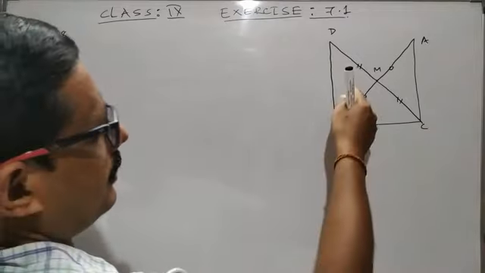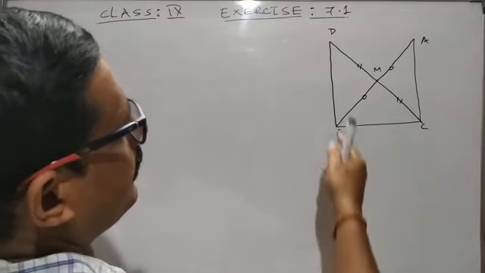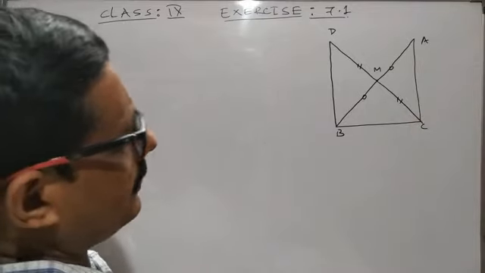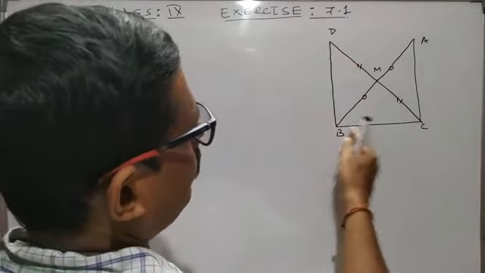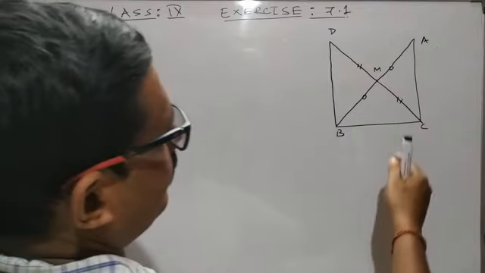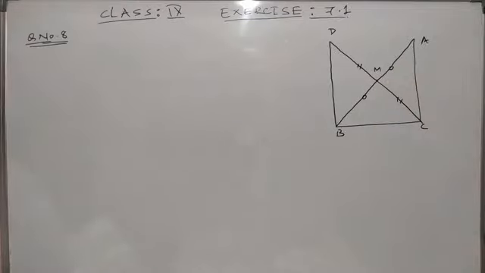Then we have to prove that these two triangles are congruent, and then we have to prove that again angle DBC equal to 90 degree, and then we have to prove again triangle DBC and triangle ACB congruent, and then we have to prove that CM equal to half of AB. So this is the question. So I am not writing the question. Let me write the given part.